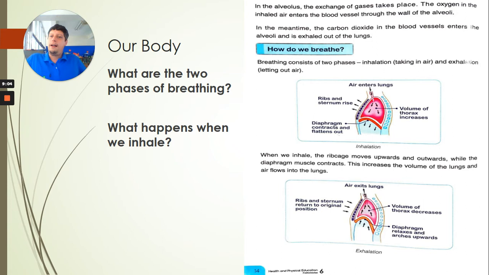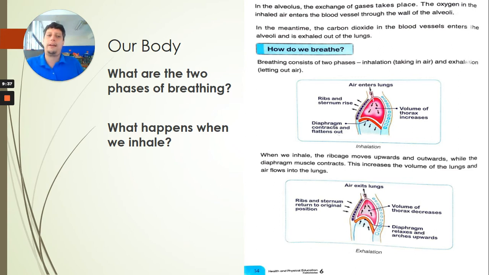So if you put your hands on the end of your rib cage and you breathe in as much as you can, so 1, 2, 3, can you feel the diaphragm pushing up and out from underneath your ribs? Okay, so that's protecting our lungs there as well. When we inhale, the rib cage moves upwards and outwards, while the diaphragm muscle contracts. This increases the volume of the lungs and airflow into the lungs.